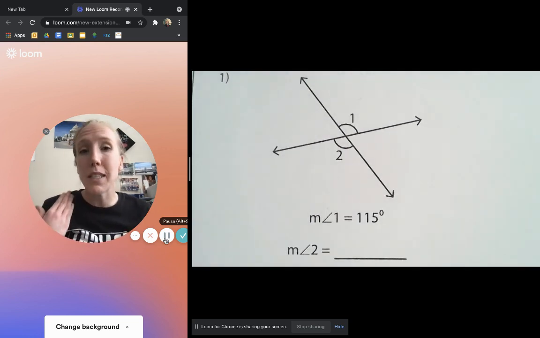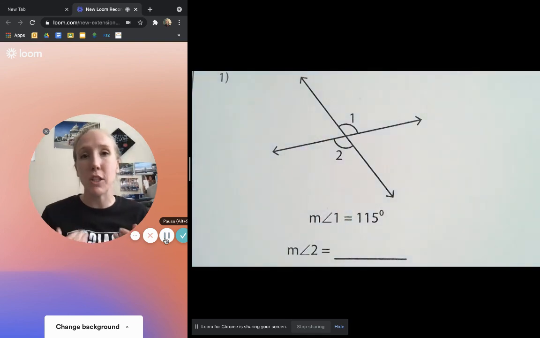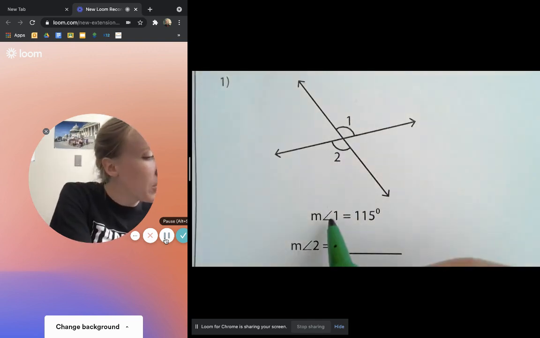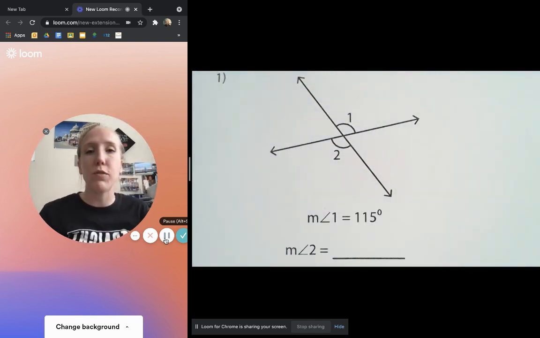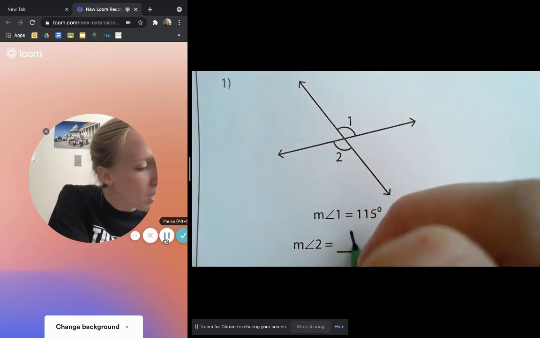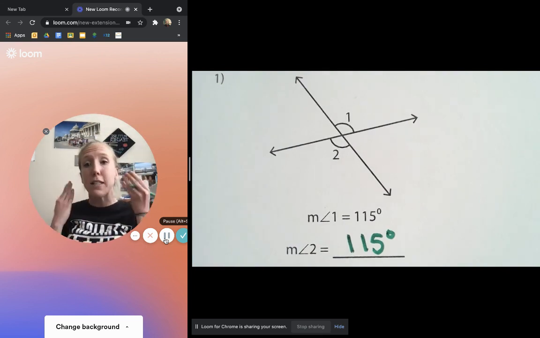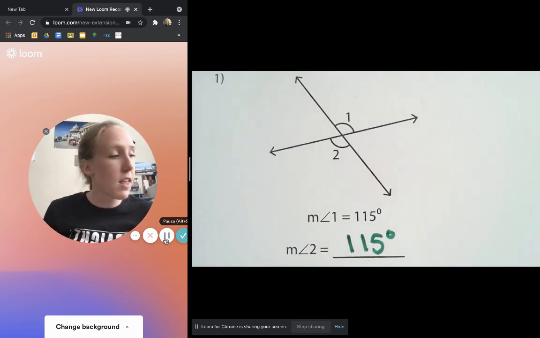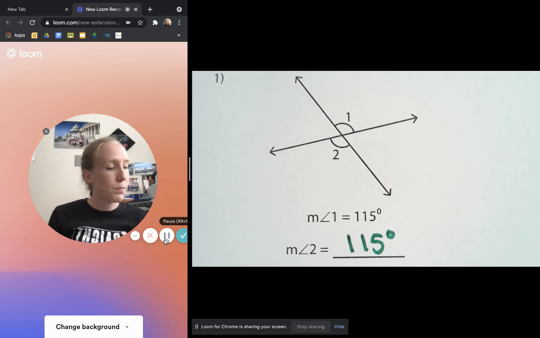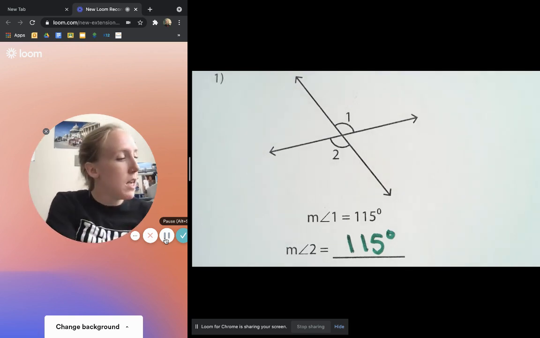Now remember that we said that these are congruent, these are equal. So angles 1 and 2 are exactly the same measure. They have the exact same number of degrees. So if the measure of angle 1 is 115 degrees, then the measure of angle 2 has to also be 115 degrees. It is not a trick question. They are the same measurements. They have the same number of degrees.